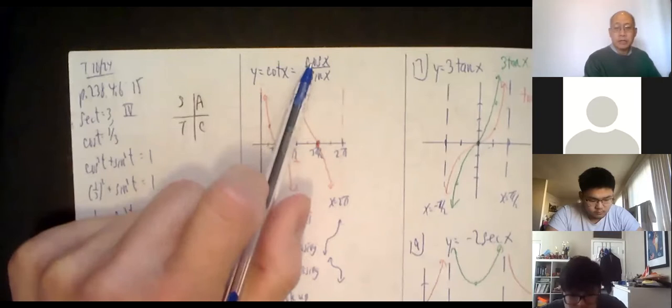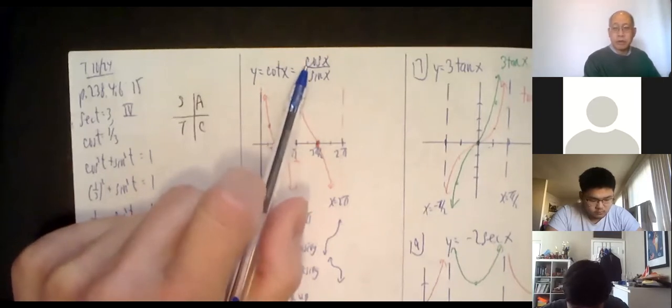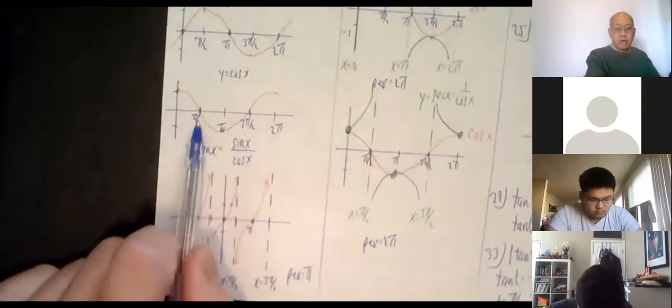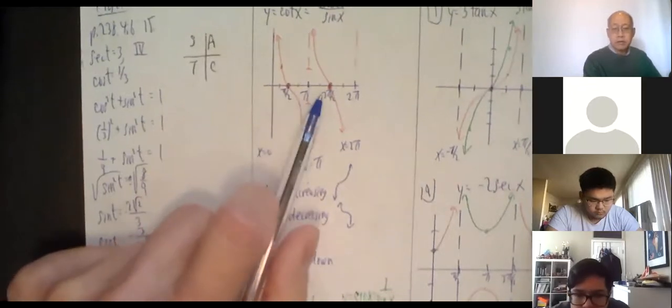Well, that means the cosine is 0. A fraction is 0 when the numerator is 0. So when is the cosine equal to 0? Pi over 2, 3 pi over 2, and so on. So there it is, pi over 2, 3 pi over 2.